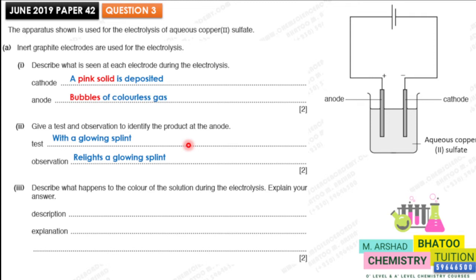From blue to colorless, or we can mention that the blue color fades. It becomes paler and paler until it becomes colorless. The reason? Since copper ions are discharging, it will diminish the concentration of copper ions in the solution. So the concentration of Cu2+ decreases in the electrolyte because, as you mentioned, it is being discharged. Alright? So, this is due to a decrease in the Cu2+ concentration.